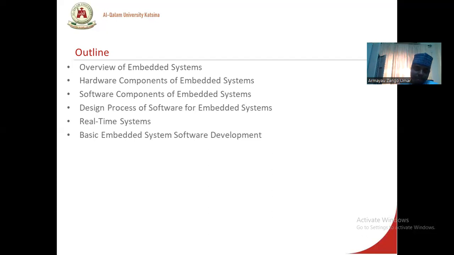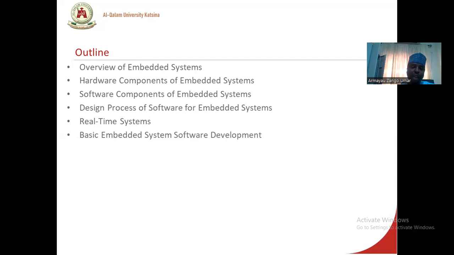But first and foremost, we are going to look at a brief overview of what embedded systems are and their examples. And then we're going to look at the hardware component of the embedded system. Next we are going to look at the software component of the embedded system. Then we look at the design process of software for embedded systems.